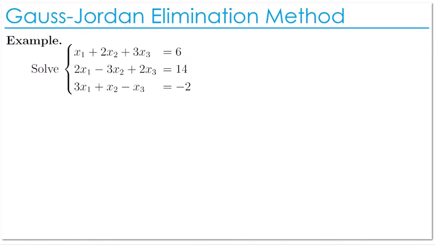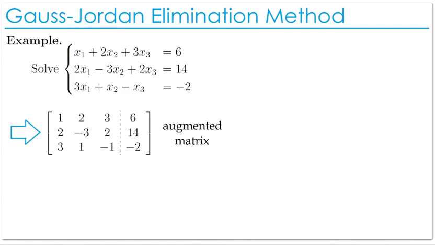Let us try one example. Let us solve this system. Our first step is to write this as a matrix, as an augmented matrix. We already saw this system actually from part 1. There we wrote the augmented matrix of this linear system as this. Remember, the left part are the coefficients of the left-hand side of each equation in our system, and the right part of the augmented matrix are the numbers on the right-hand side of our system.